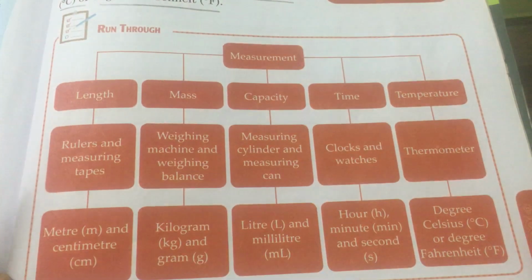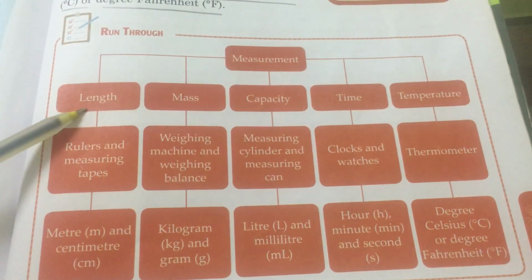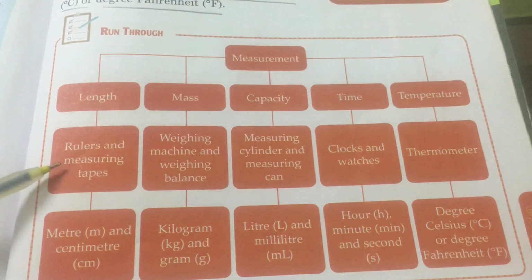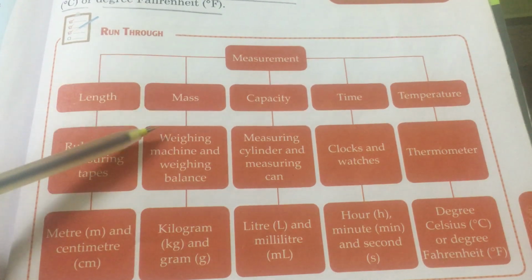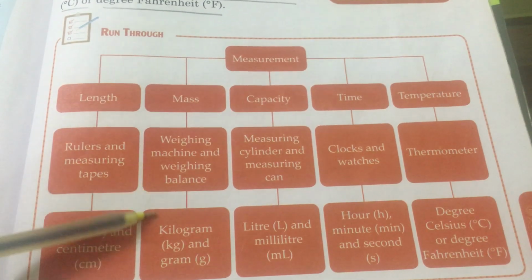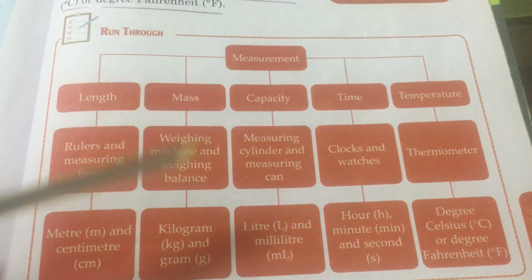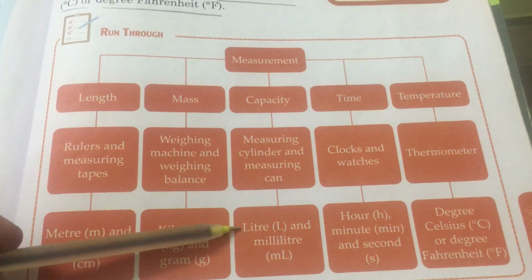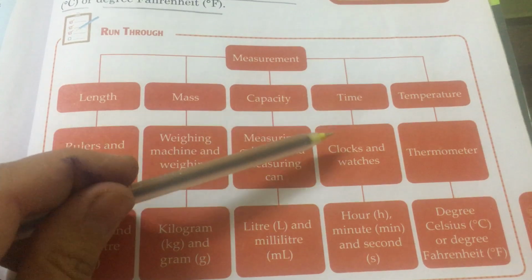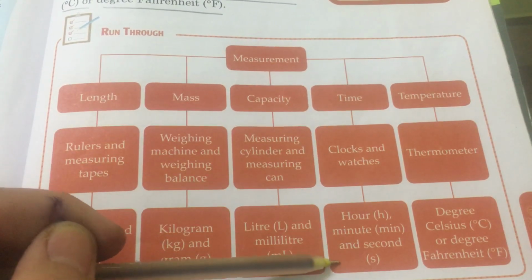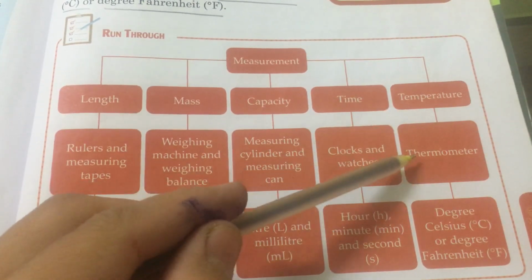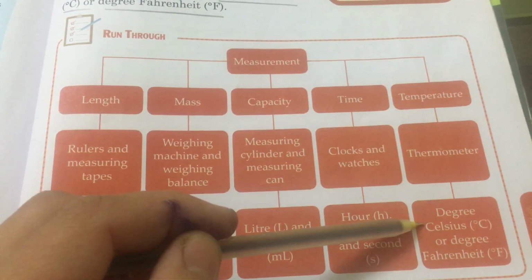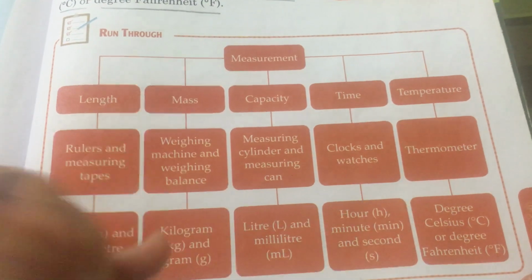Run through. Measurement of length. We will use rulers and measuring tapes, and it is meter and centimeter. For mass, we will use weighing machine and weighing balance, and it is kilogram and gram. For capacity, measuring cylinder and measuring cans, and liter and milliliter. For time, clocks and watches, hour, minute and seconds. And for temperature, we will use thermometer, and it is degree Celsius and degree Fahrenheit.